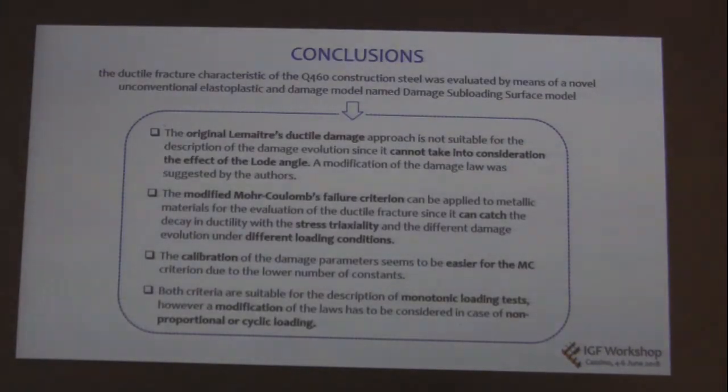As a conclusion, this is the first presentation that shows the performance of the model for calibration of a standard construction steel. Both of the criteria can be used in the calibration of the ductile behavior of steel or metals in general. And in the next presentation, I will show additional modifications to take into account the different mechanisms of damage evolution through proportional and non-proportional loading conditions.